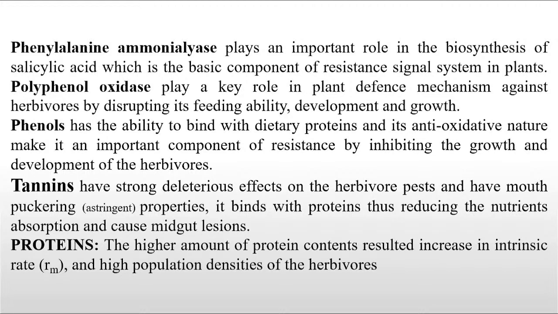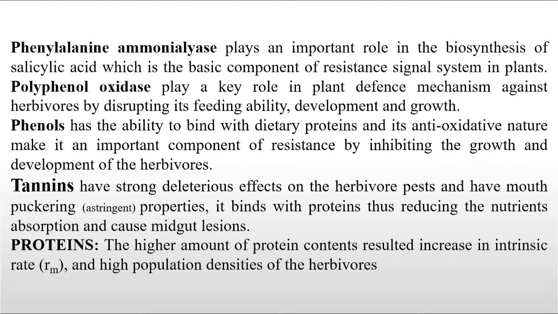It has the ability to bind with dietary protein, and its antioxidative nature makes it an important component of resistance by inhibiting the growth and development of the herbivore. The fourth one was tannin. This also has a deleterious effect on herbivore pests and has mouth-puckering astringent properties. And the fifth one was unique.